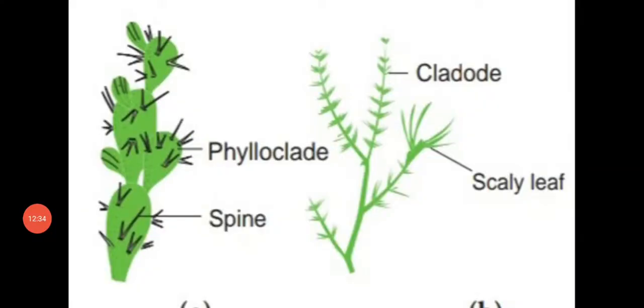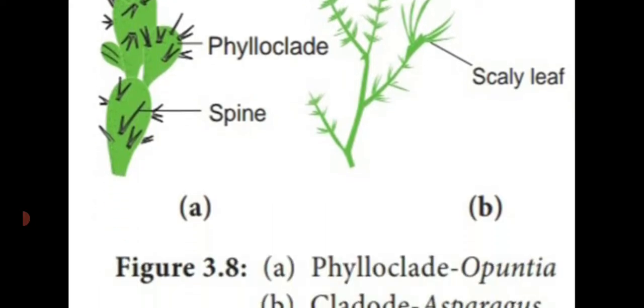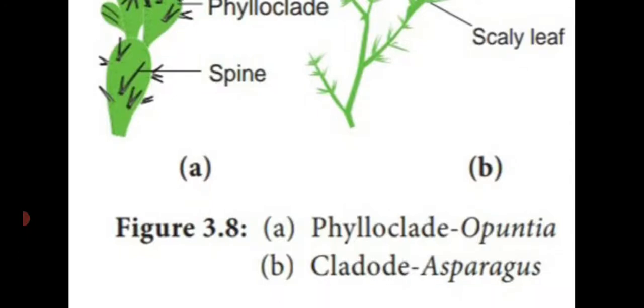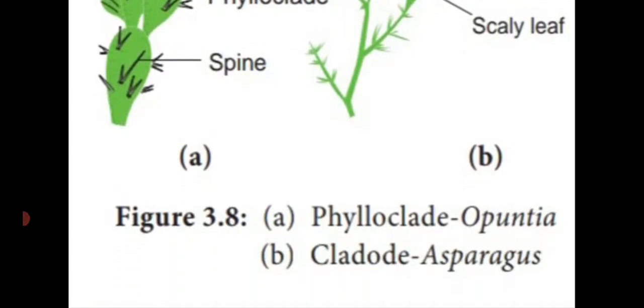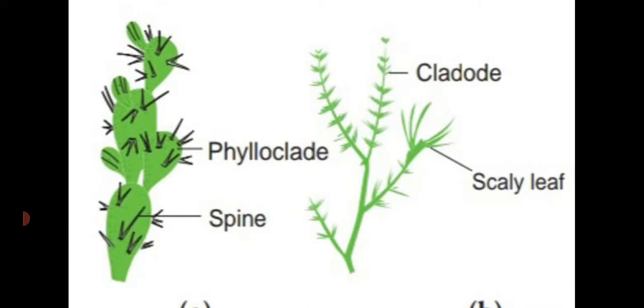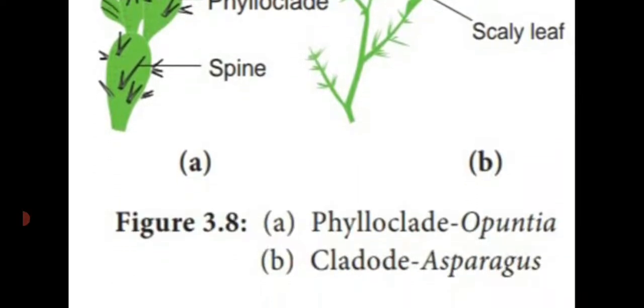Dear students, up to this we have seen subaerial modification with examples. So this is the picture showing aerial stem modification. These two are very important, 2 mark question and 3 mark question. Phylloclad, example, Opuntia.